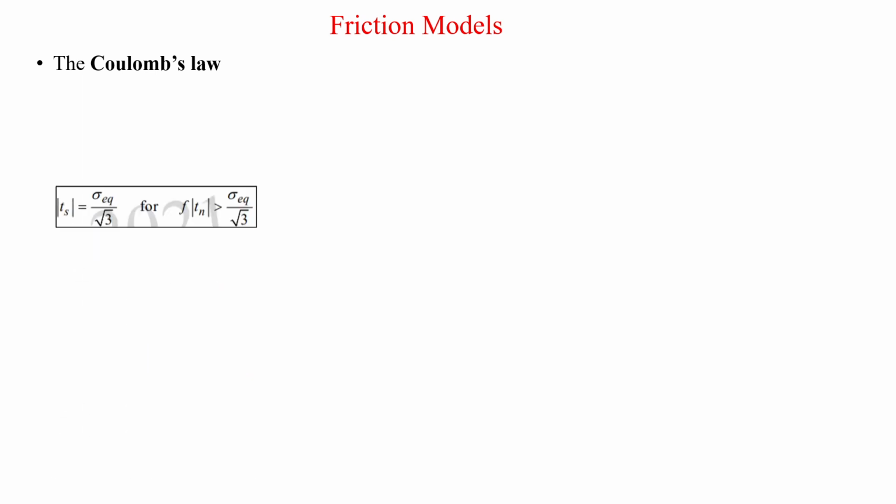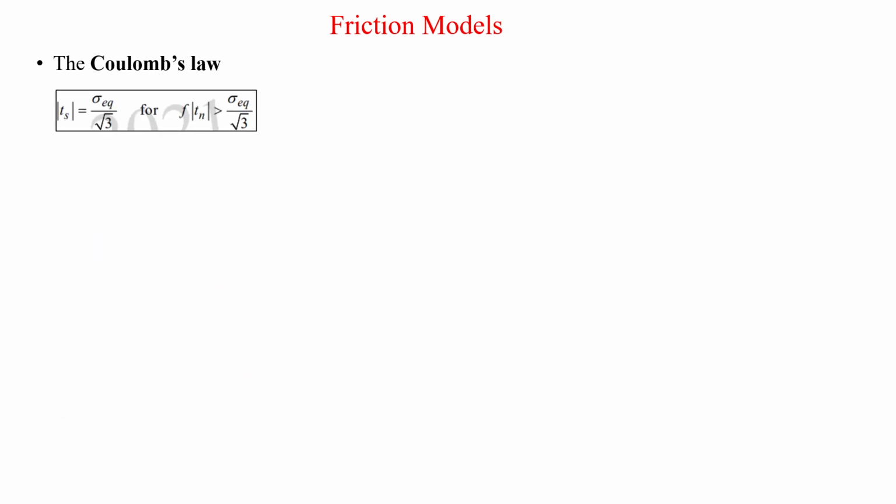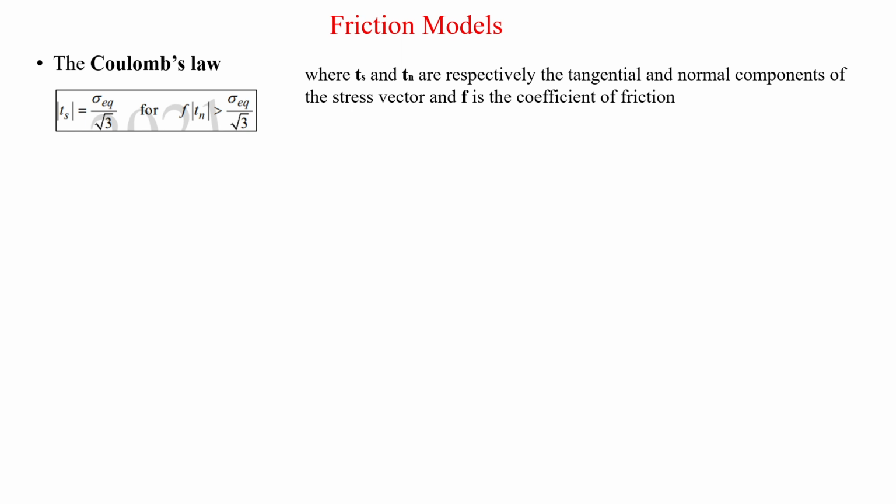So different models have been established on how to find the value of the stresses and the friction values. I'll just go through the models and not go deep because this has already been covered. I'll just discuss the different formulas. One is Coulomb's law, which states that Ts is equal to sigma equivalent by root 3, where Ts is the tangential component and Tn is the normal component of the stress developed in the area, and F is the coefficient of friction. Using this Coulomb's law, we can find it with this formula.